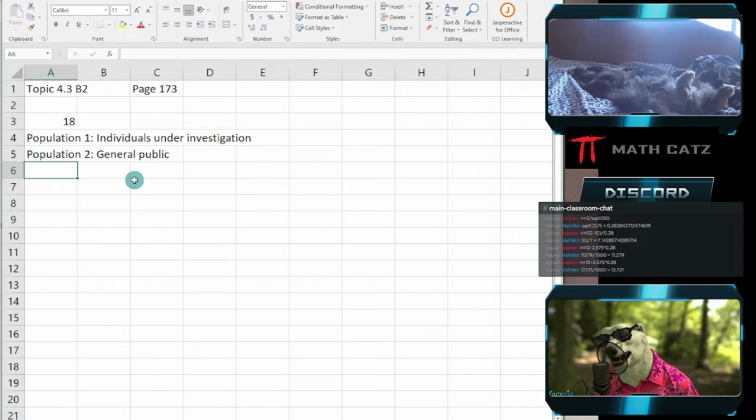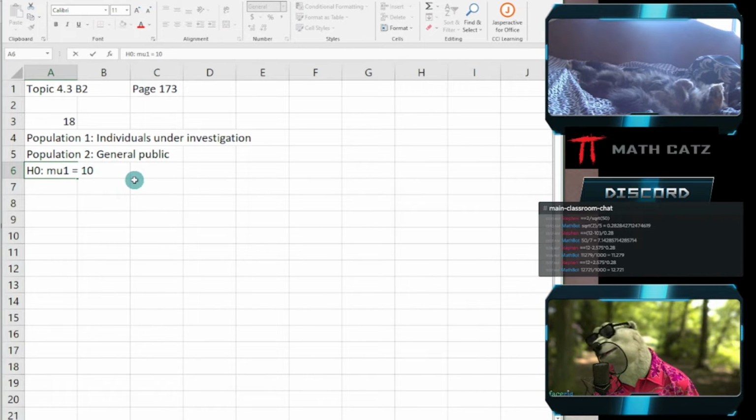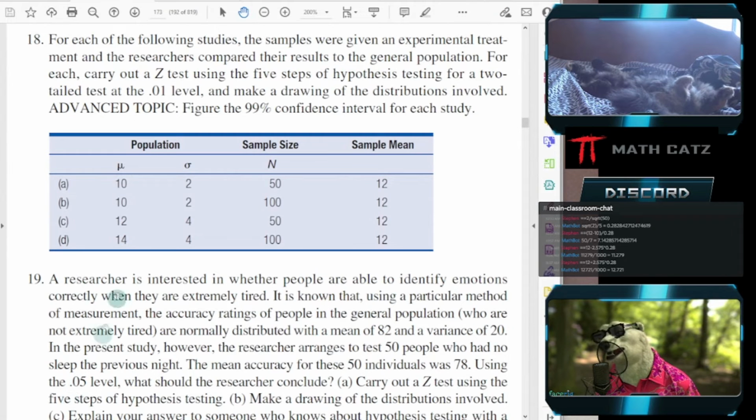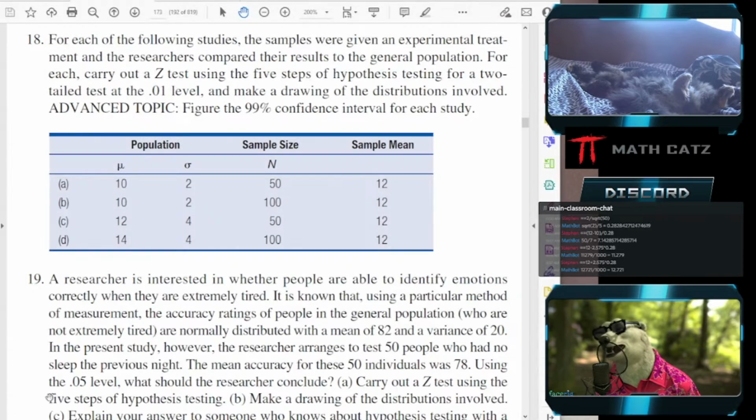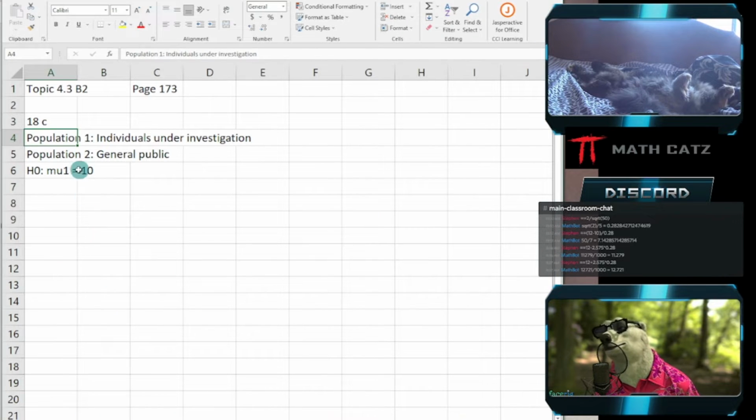And then our null hypothesis will be, I don't want to worry about math symbols here, so I'm just going to write mu1 being equal to the general population mean of 10. If I look at my table here, we're doing C. Let's highlight that. 18C. If we look at C, they have a population mean of 12. Excuse me. Let's update that to 12.